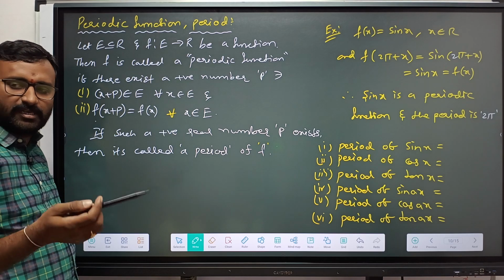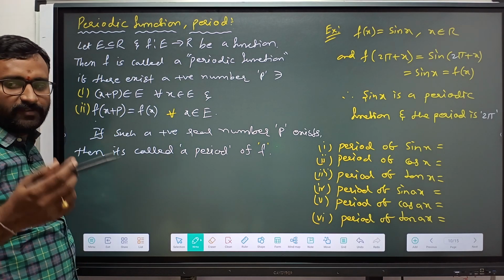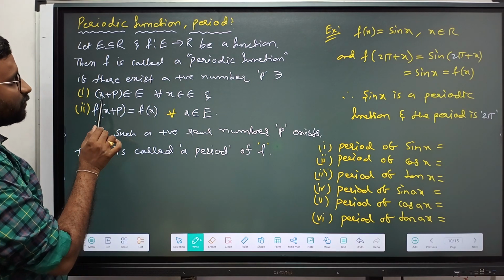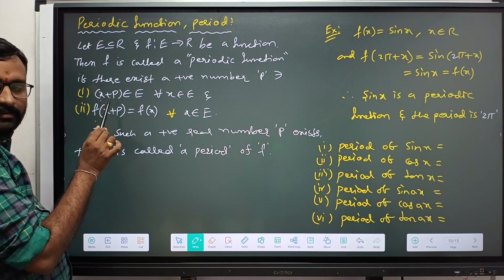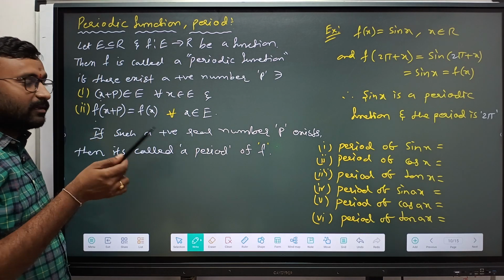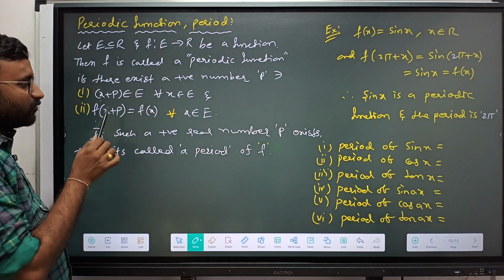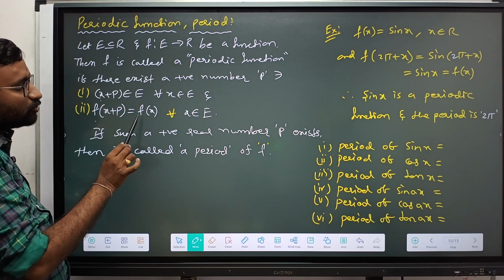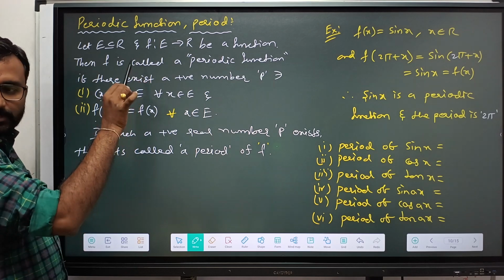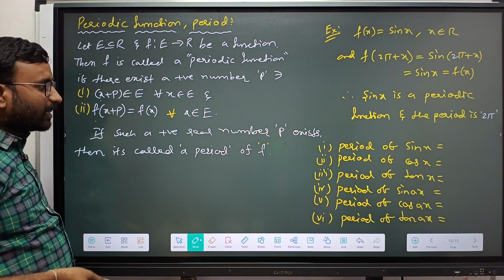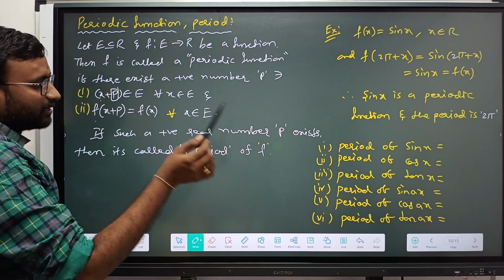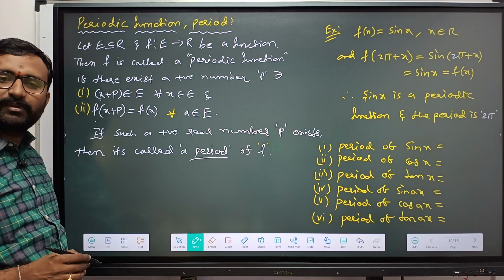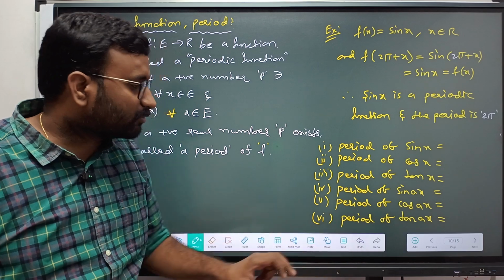Whatever function we take, sin x, cos x, sin 2x, sin 3x, sin of (1 plus 5x) by 6, whatever it is, when will it be periodic? If we add a number to that angle, sin x, cos x, whatever it is, and substitute in the function, you should get the same function. Then we can say that function is a periodic function. And the positive number you are adding is called what? The period.